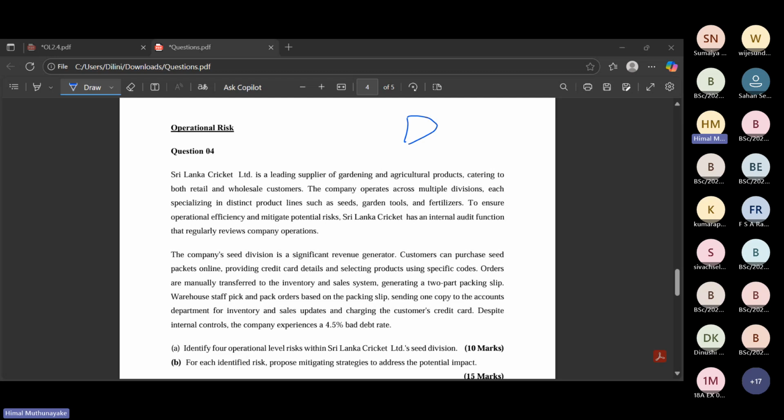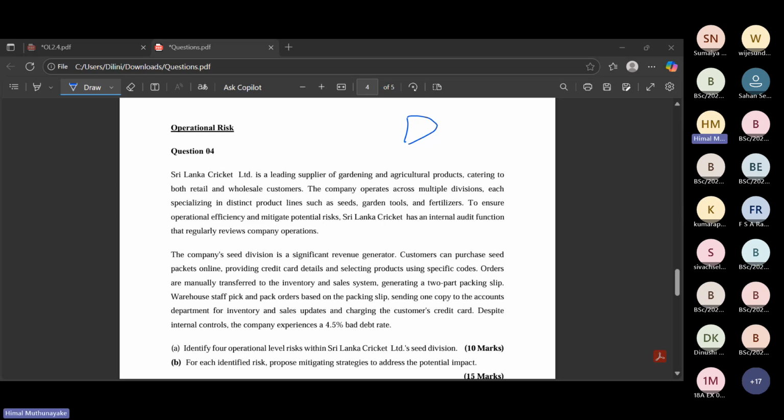Then what are the mitigation strategies you can follow for each of these identified risks? The first risk you have identified is the manual data entry error. So what is the risk response? We can implement an integrated order management system that automatically syncs the online orders with inventory and sales.